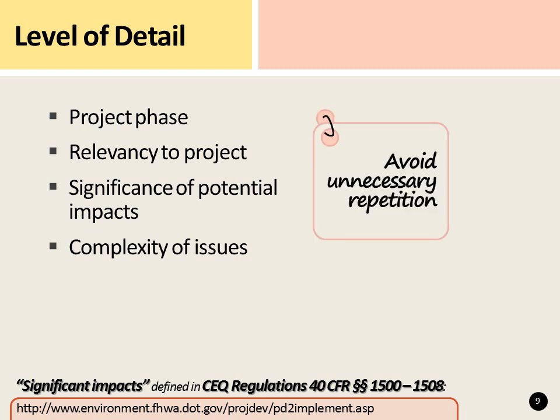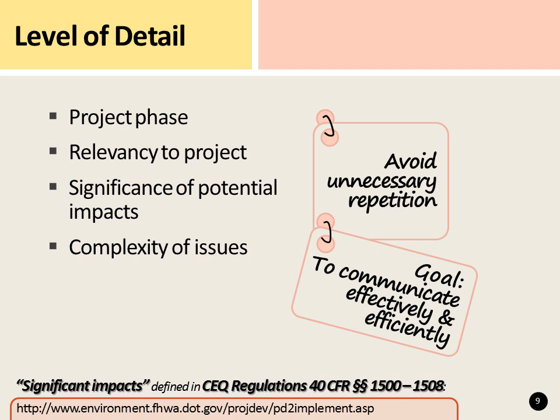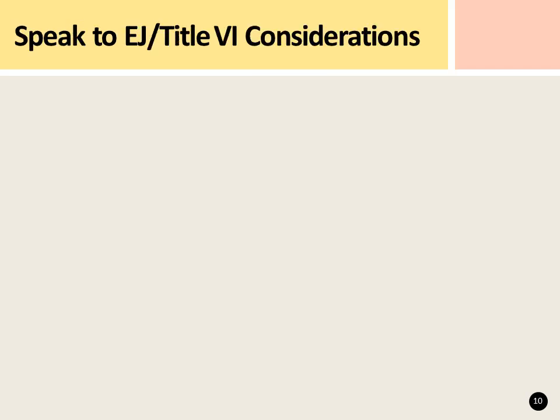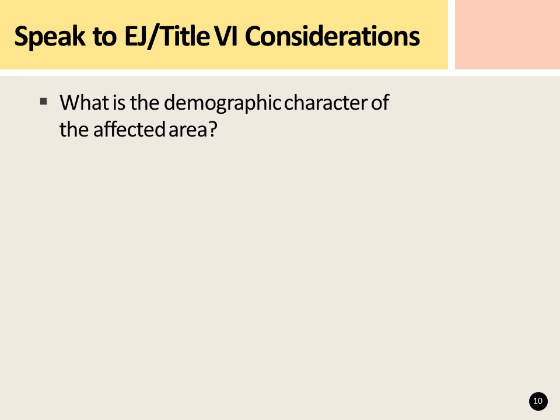Avoid stating the same information over and over. Instead, refer to relevant information reported elsewhere in the documentation. As the storyteller, our goal is concise reporting that effectively and efficiently communicates the evaluation findings and conclusions. And last but not least, when describing the project context, be sure to identify the demographic character of the study area, including the presence of any population groups addressed in the non-discrimination laws and policies.